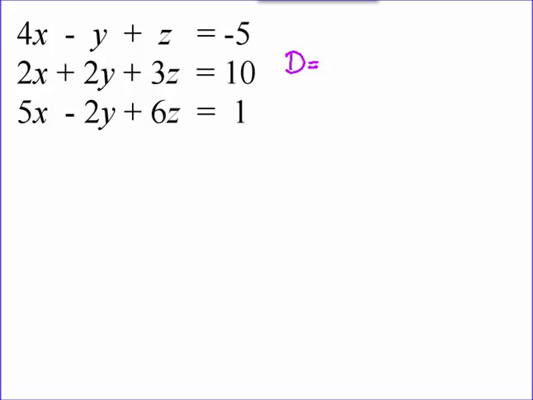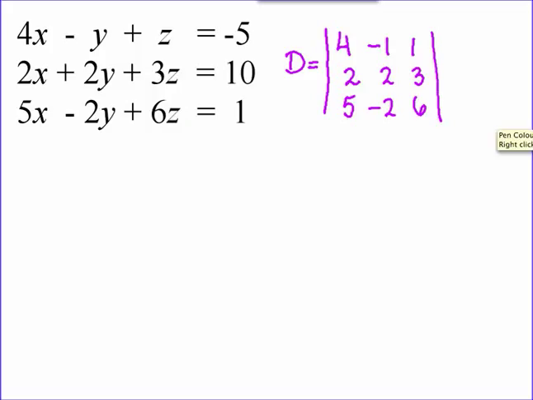Okay, so let's first of all write D. What do I get for D? What's going to be my first column? Good. 4, 2, 5, and then 2, 3, -2, 6. Good. And if you remember from yesterday, if I was going to find that determinant, what would I need to do? Copy the first two columns. Good. So now let's go ahead and write Dx.